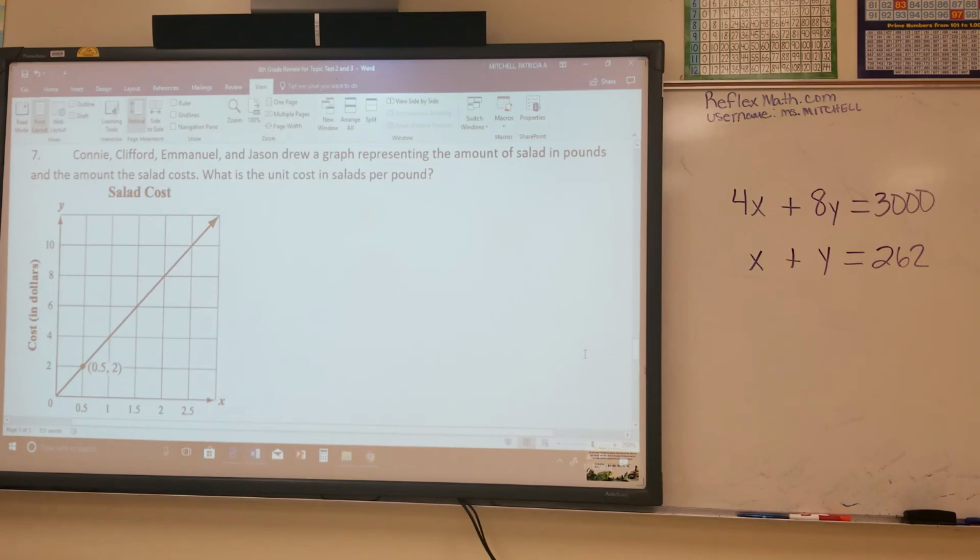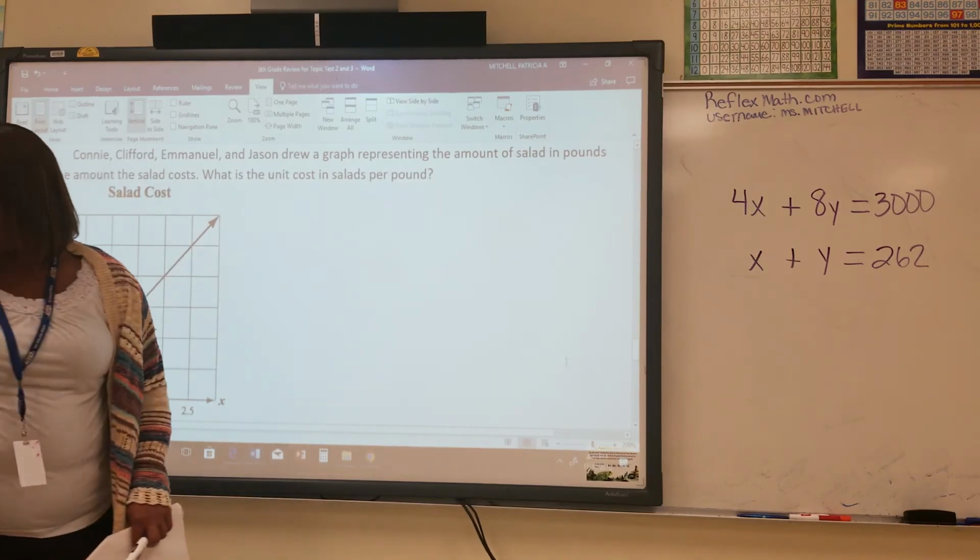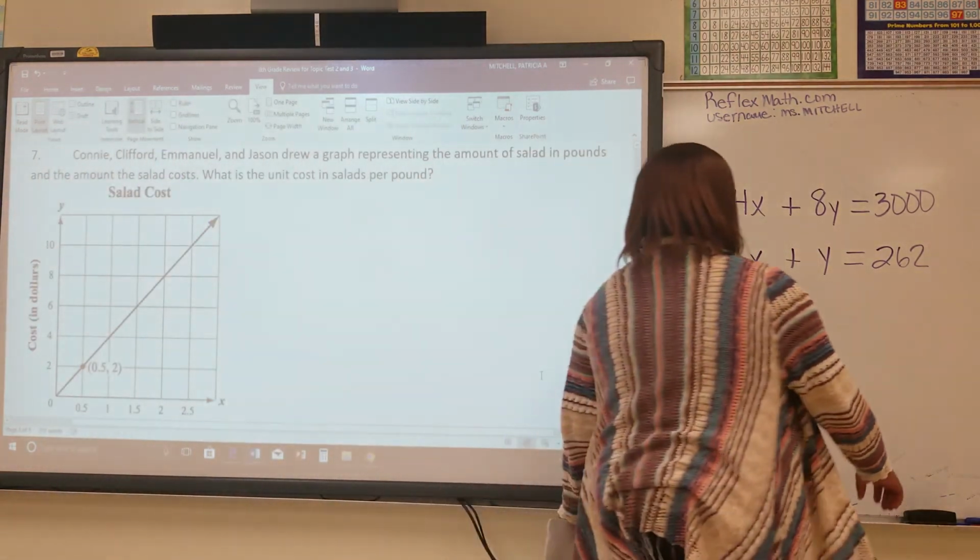All right, number 7. Number 7 says, Connie, Clifford, Emmanuel, and Jason drew a graph representing the amount of salad in pounds and the amount the salad costs. What is the unit cost in dollars per pound? Here we are looking for a unit cost. And remember, whenever we're looking for the unit cost, that number has to be 1 in the denominator.